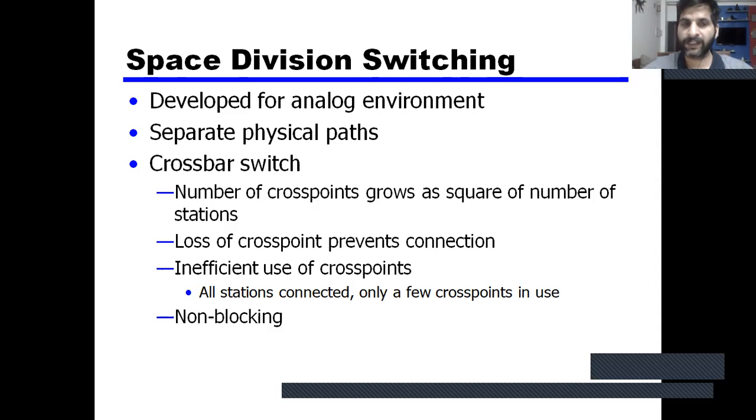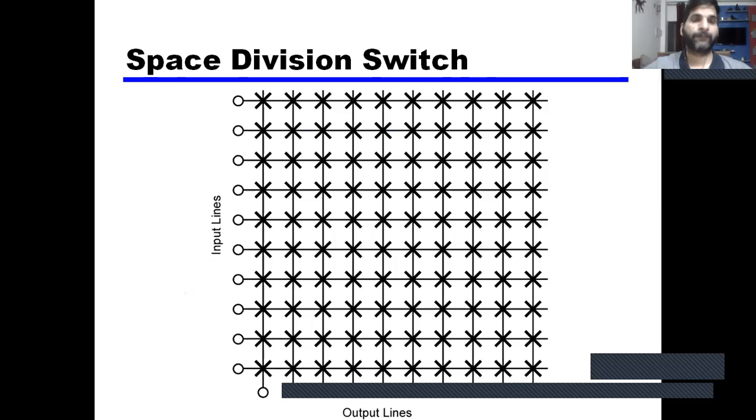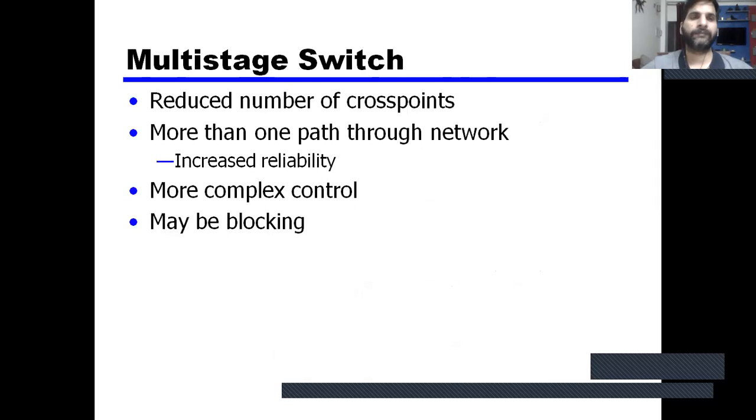Inefficient use of the cross points. All stations are connected, but only a few cross points are in use; it is non-blocking. This is an example of space division switching, like a crossbar, where cross points are connected to users. If there are L input lines and M output lines, the total number of cross points required is L into M. If there are M inputs and outputs, then the total number of cross points required is M into M.